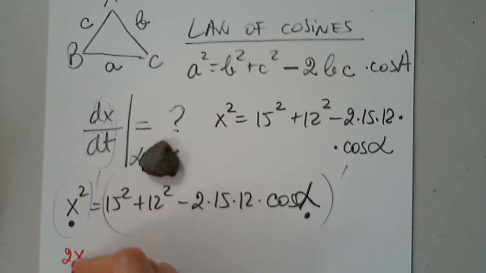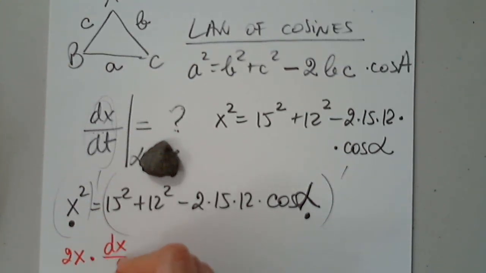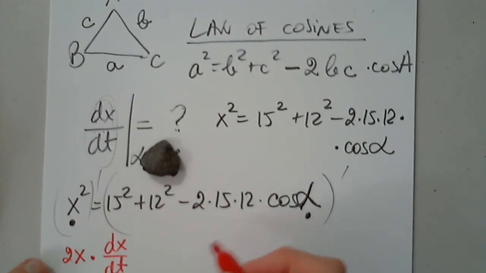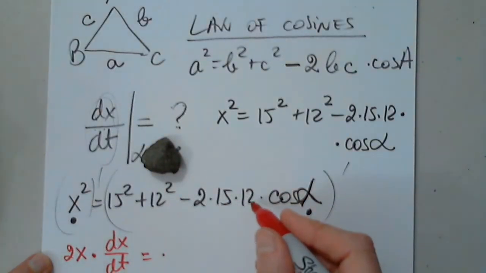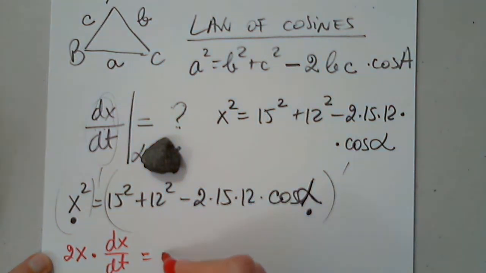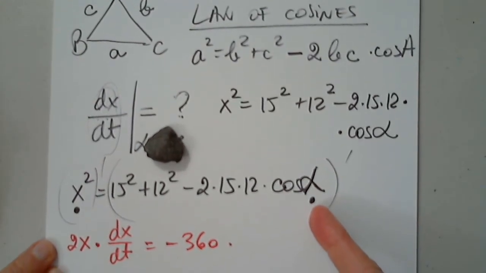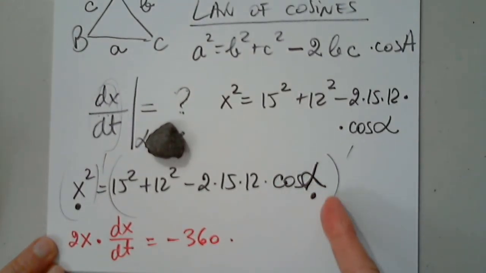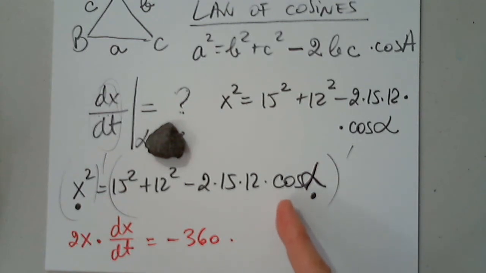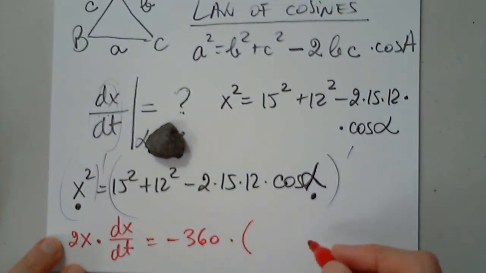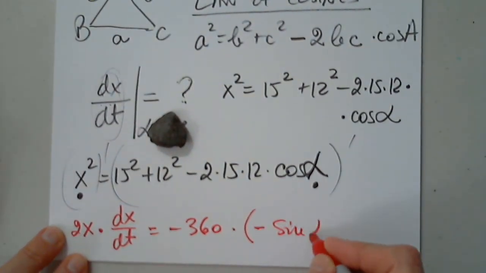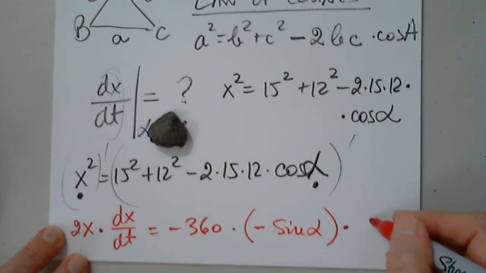So we have 2x times the inner function prime. These are gone. Minus whatever this is, I don't care. So this is equal to negative 30 times 12, right? Negative 360 times... how do I differentiate this? It's a function of a function. What is the cosine prime? A negative sign times the inner function prime.